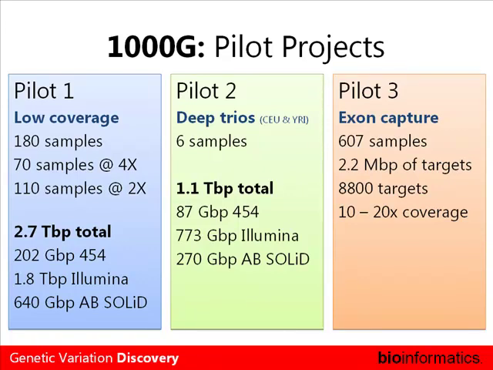And then Pilot 3 is a relative newcomer to the project. It involves exon capture. They have an outstanding number of samples, 607 samples right now. However, the target area has been reduced, so they have a total of about 2.2 megabases of target regions distributed over about 8,800 targets. And so the average coverage for each of those is about 10 to 20x.